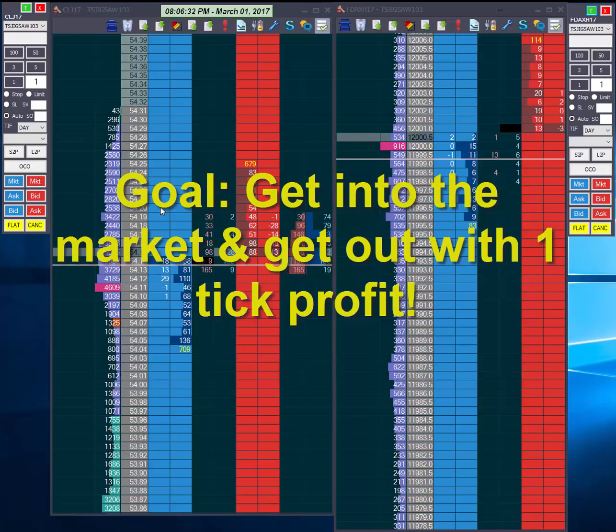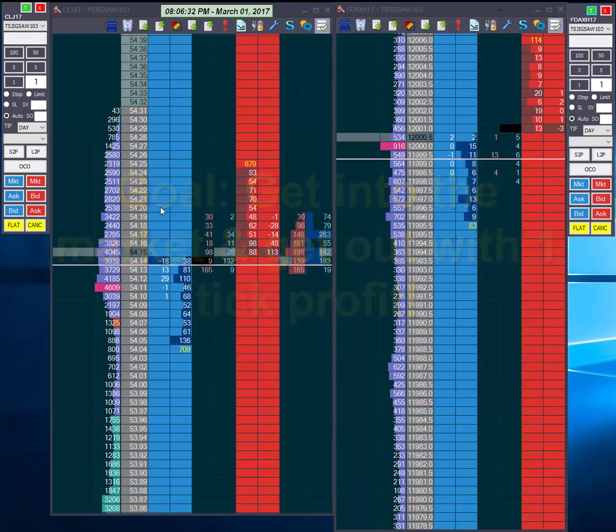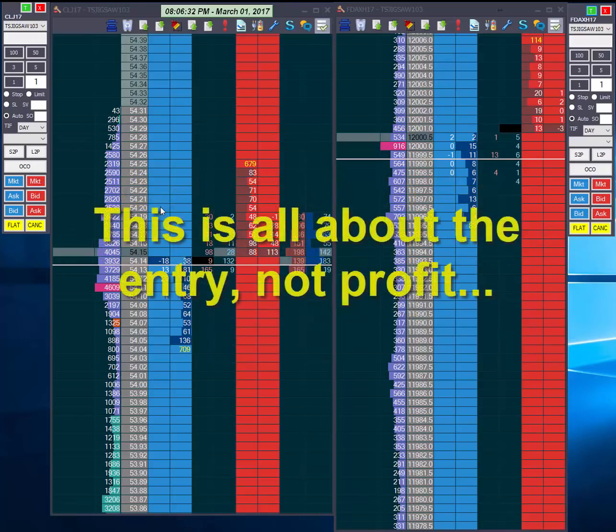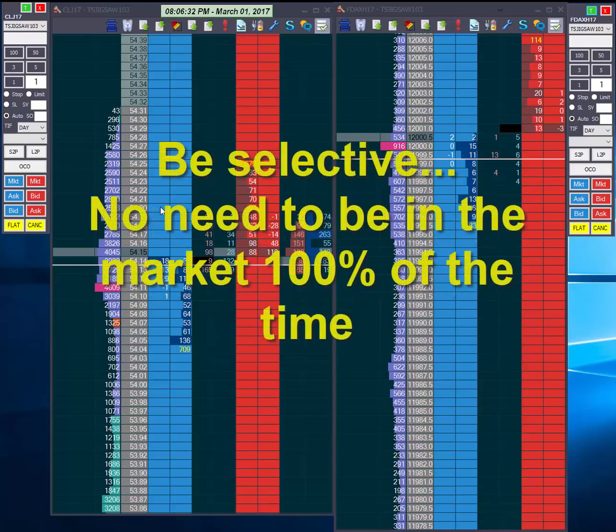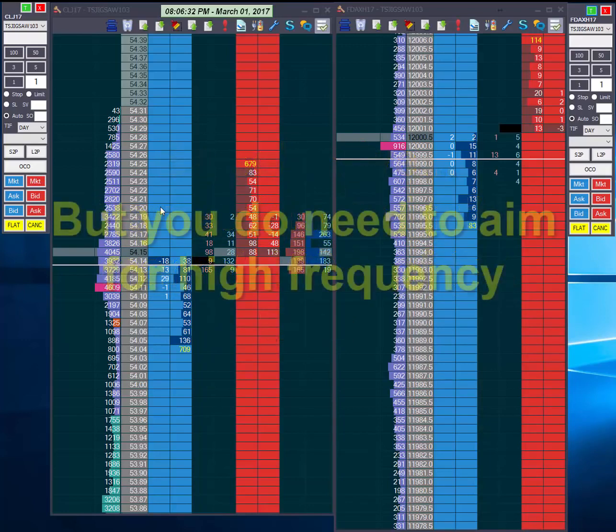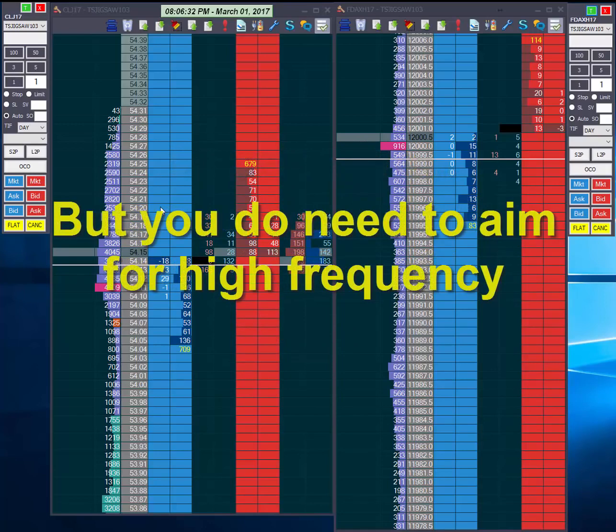Now the point of this exercise is not to learn to trade for 1 tick profit. The 1 tick profit is basically forcing you to enter the market over and over again. So the entries you take could, in a real trading situation, get you more than 1 tick. But we want you to focus on the entry and not sit in trades for any length of time. So unlike the cut and reverse drill, you don't need to be in the market all of the time, but you do need to be aiming to trade frequently.